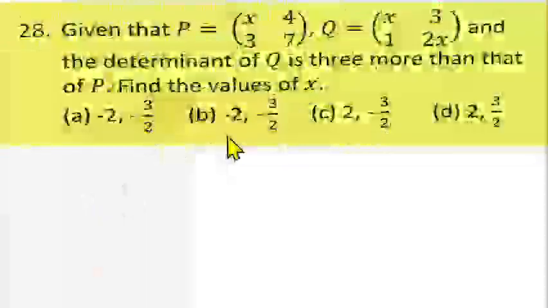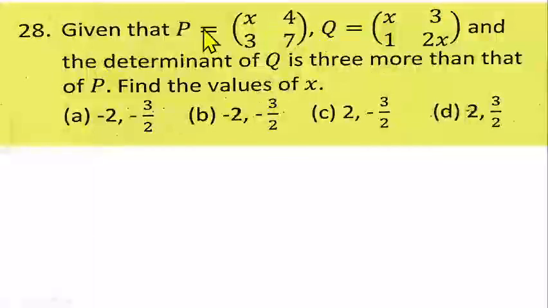Question number 28 is from matrices. Given that matrix P is this 2x2 matrix, then matrix Q is also 2x2, with entries x, 1, 3, 2x, and given that the determinant of Q is 3 more than that of P, find the value of x. Of course, I don't know the reason why they gave a question on matrices for SS2, because this topic belongs to SS3 students, but nevertheless you are going to solve the question.